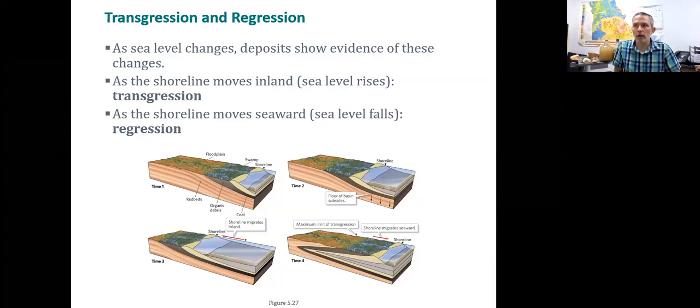So if the land is rising or sea level is dropping, then we're going to call this a regression of the sea. And if we have sea level rising and the land retreating, then we're going to call that a transgression. And over time, we can have the layer of rock that is being deposited moving offshore or further back.